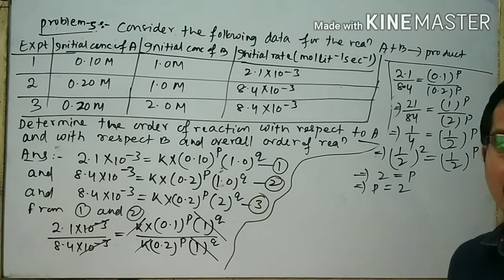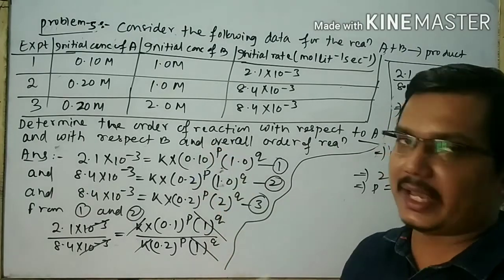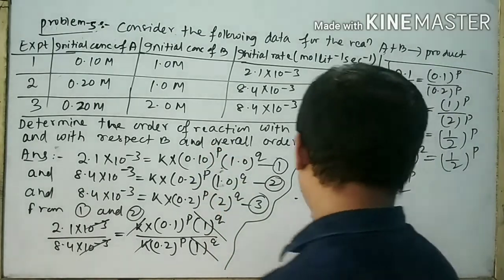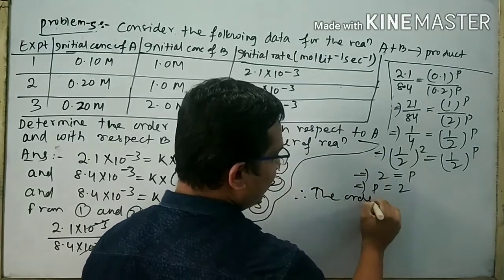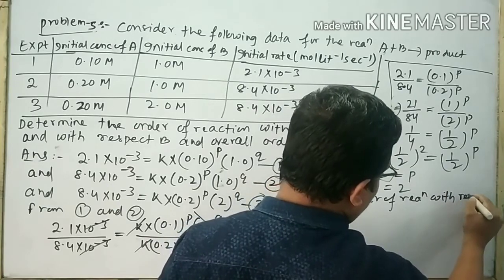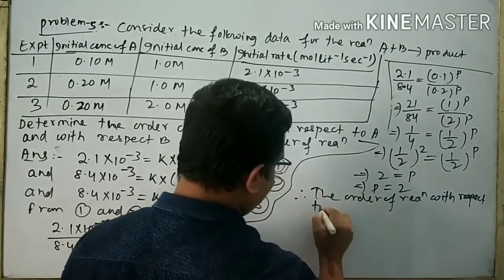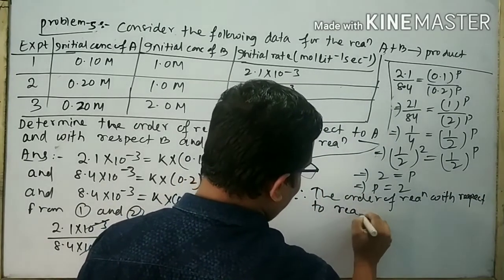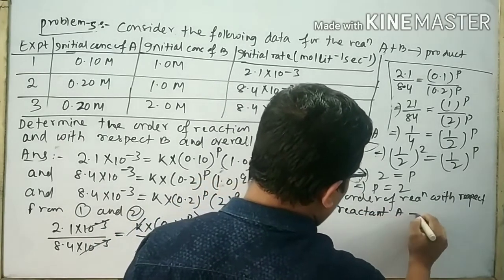P is the order of reaction with respect to A. So we can write the order of reaction with respect to reactant A equal to 2.